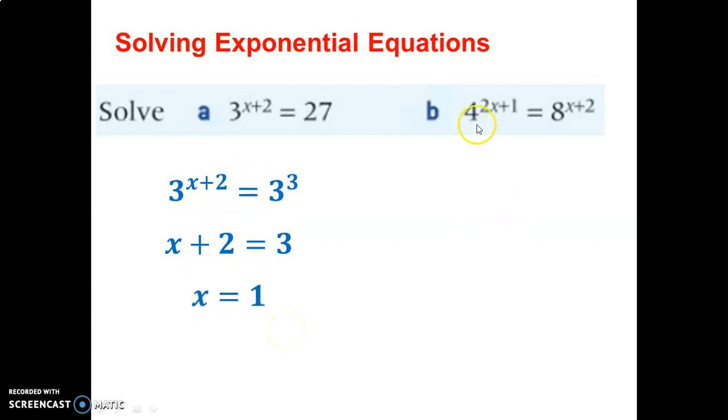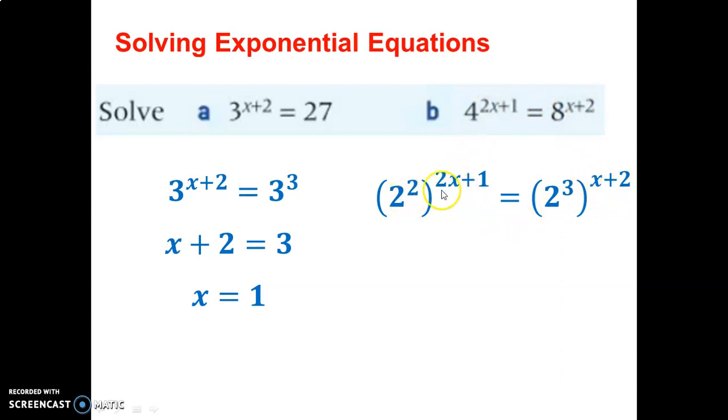So try that approach in B now. Can you make a common base here? Is 4 already the common base, or do you need to change both of them this time? Well, in this case, you should change both. The 4 here can become 2 squared, and the 8 here can become 2 cubed. So notice I have 2 squared and then the same power as I had there. And notice this 8 is now 2 cubed, and then that power is the same here.